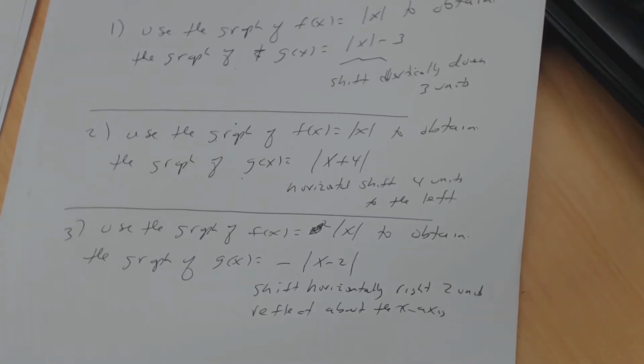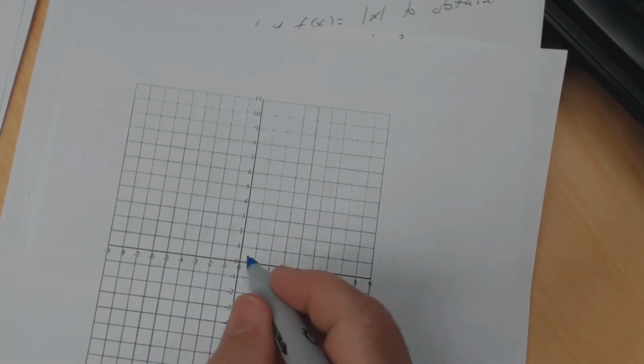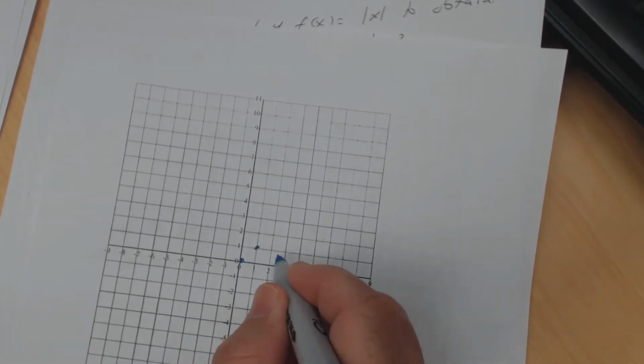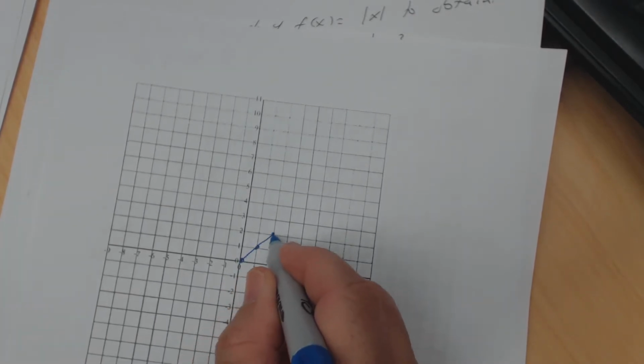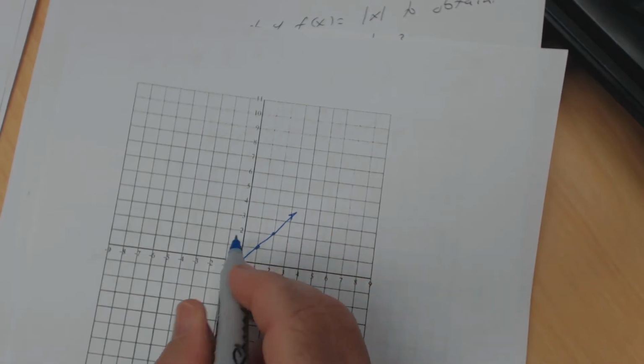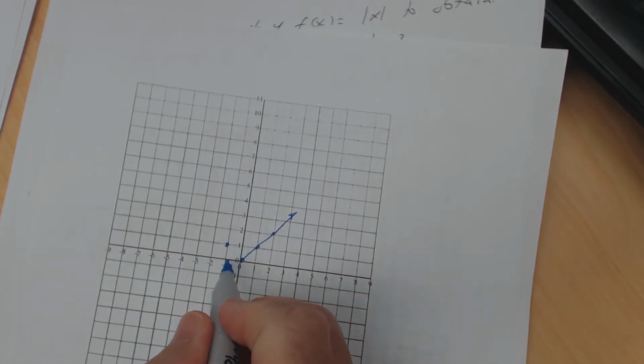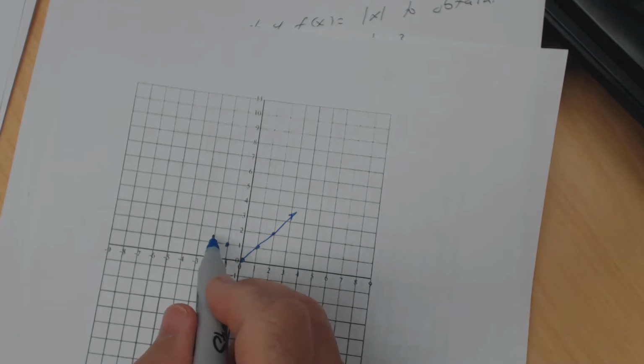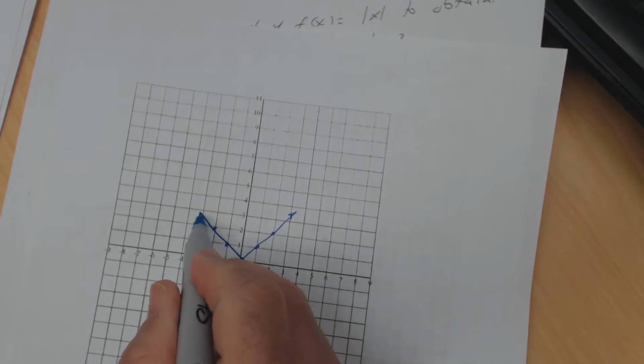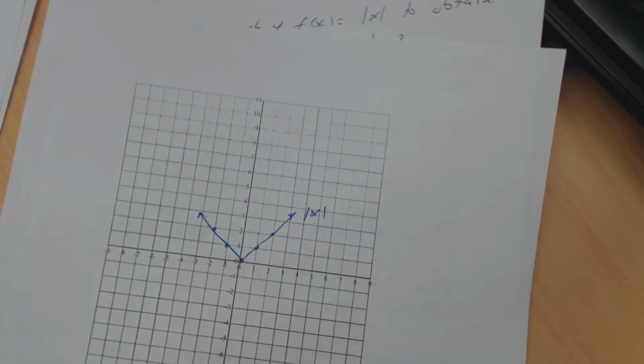Okay, what we're going to do first is graph the parent function. So we're going to graph the absolute value of x. So (0, 0), (1, 1), (2, 2), (negative 1, 1), (negative 2, 2). So what I've graphed here is the absolute value of x.